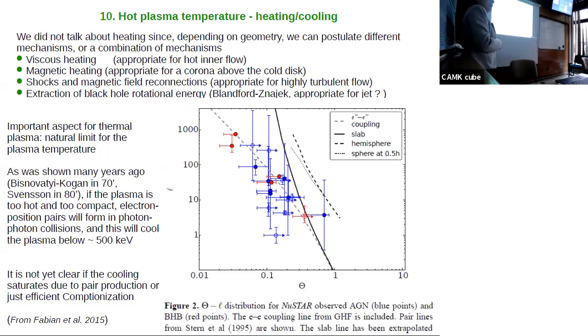So one final comment: whether you have one heating or another, if you have a thermal plasma, quite compact, like this lamp post hanging above the symmetry axis, you have to start to worry about one more thing. Namely, already in the 70s, Bisnovatyi-Kogan discussed that you have a maximum temperature for this kind of plasma ball, later studied by Thompson. Because if you release too much energy in a compact region, you have a lot of gamma-ray photons, and then gamma-gamma photon collisions produce electron-positron pairs, and they will cool the medium, certainly below the rest energy of the electron.